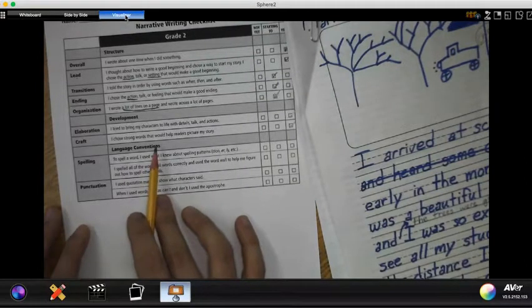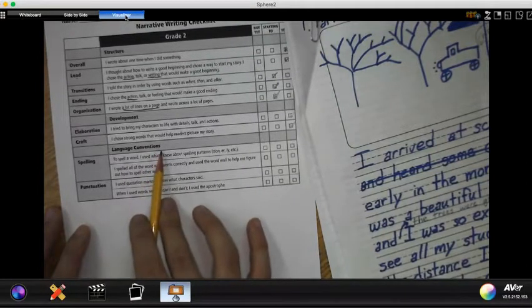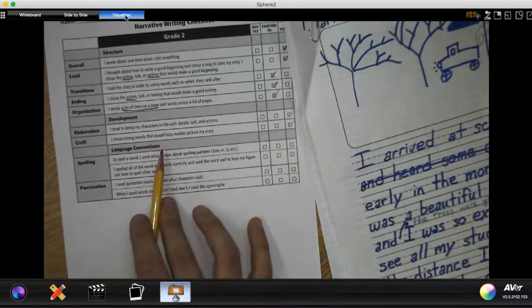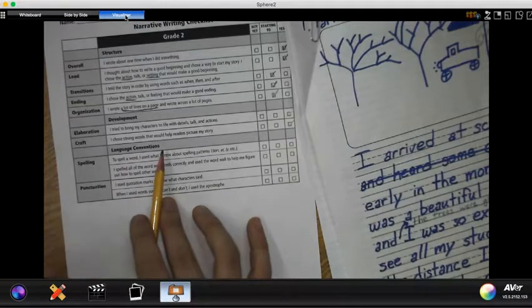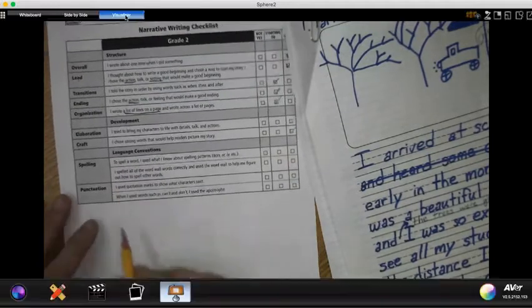So this is all the stuff that I always am checking you guys for. Capitals, ending punctuation, making sure that names are capitalized. We're using our best handwriting. So let's take a look.